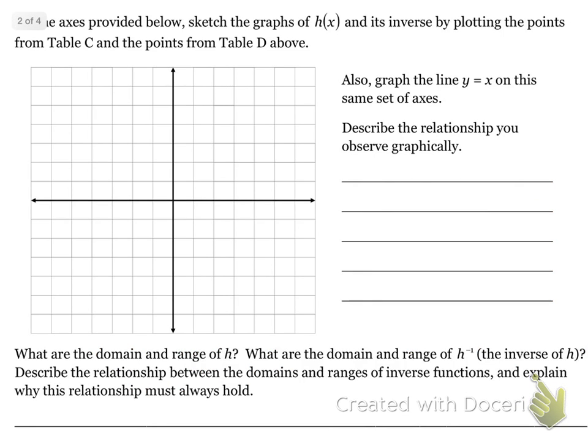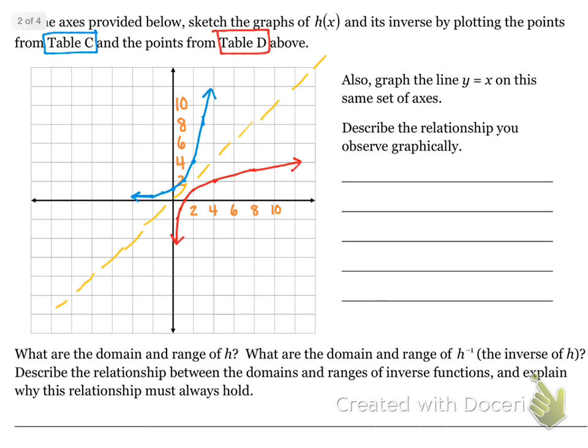So again, when I plot these, I'm going to count by 2 on my axes, and I'm also going to graph the line y equals x. So the values from table C are graphed in blue, and the points from table D are graphed in red. So again, when I graph my y equals x line, the relationship that we observe is another reflection over y equals x.